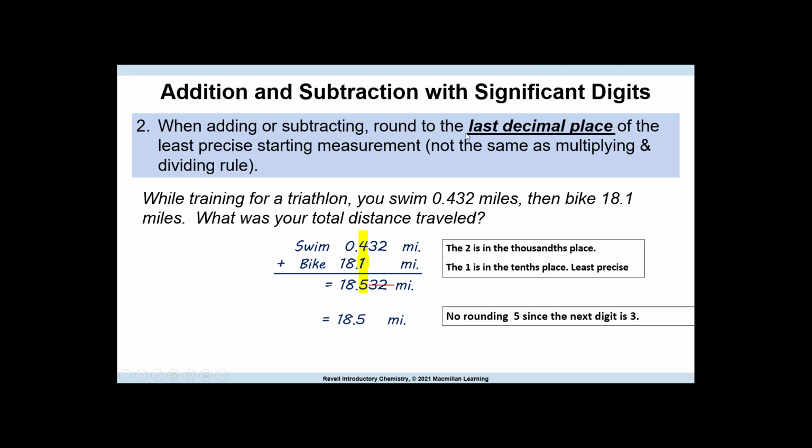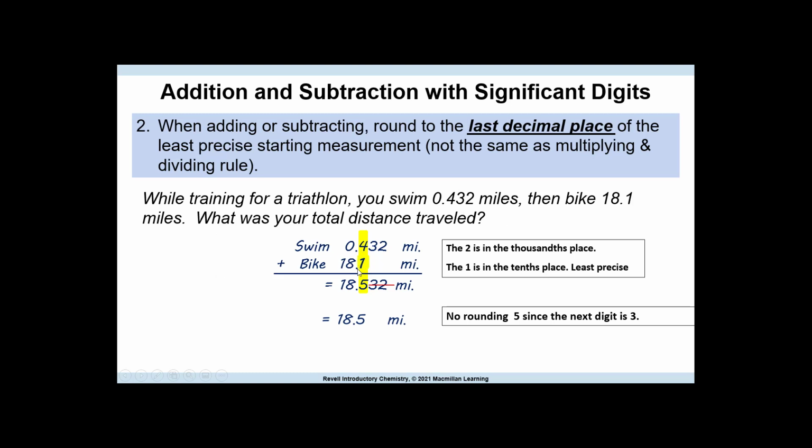These values do not care about how many digits you have on this side of the decimal point. They only care about what you have on this side. So when adding or subtracting, round to the last decimal place of the least precise starting measurement. Last decimal place. Not how many digits the whole value has. So, while training for a triathlon, you swim 0.43 miles, then bike 18.1 miles. What is your total distance traveled?